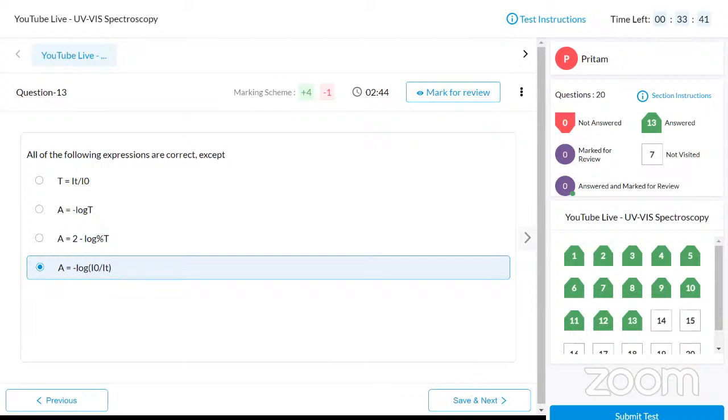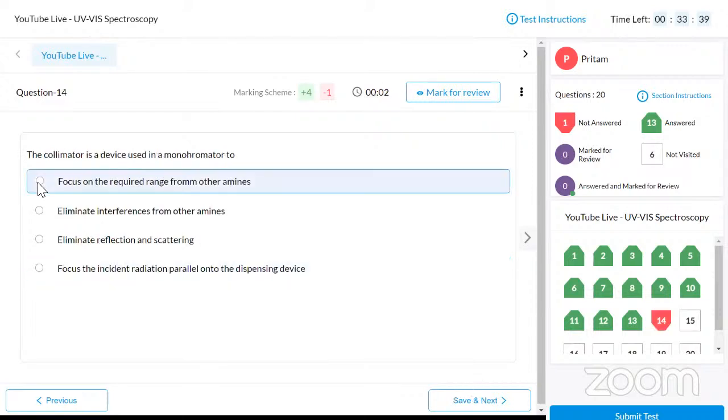So let us save and proceed to the next. A collimator is a device used in a monochromator to: option A, focus the required range from other amines; option B, eliminate interferences from other amines; option C, eliminate reflection and scattering; and option D, focus the incident radiation parallel onto the dispersing device.